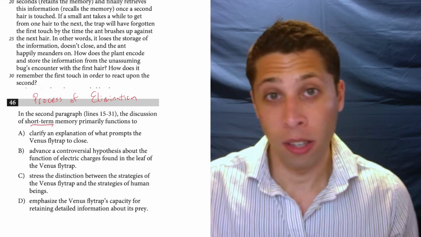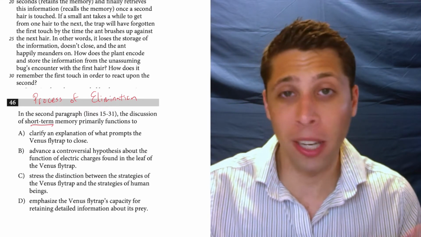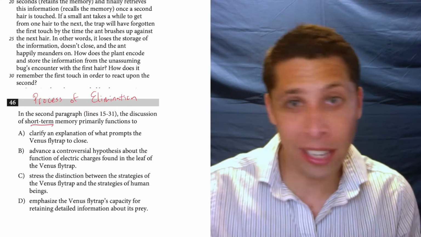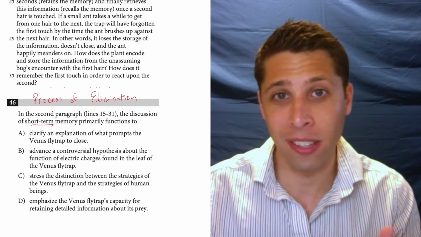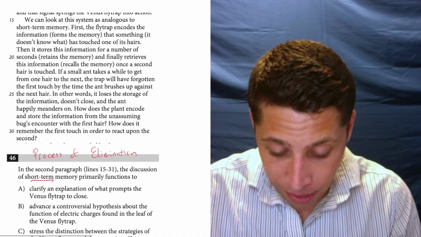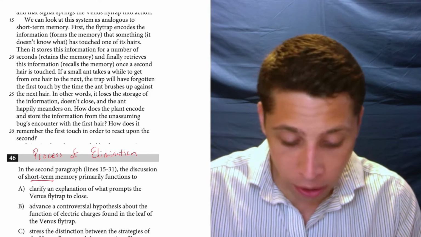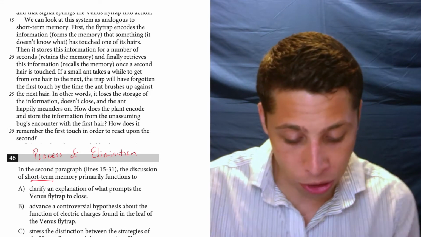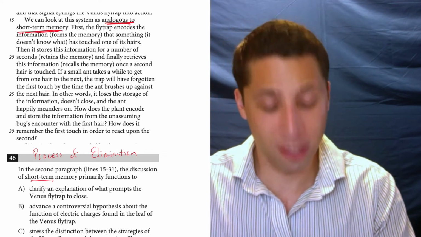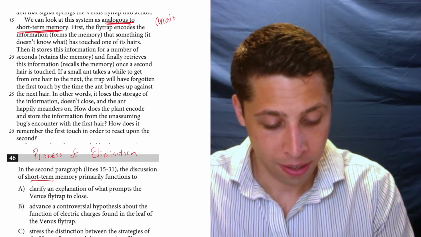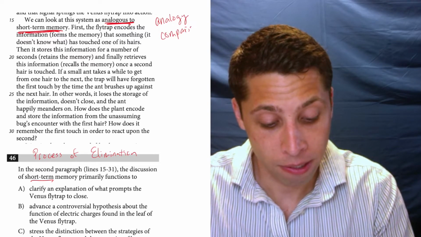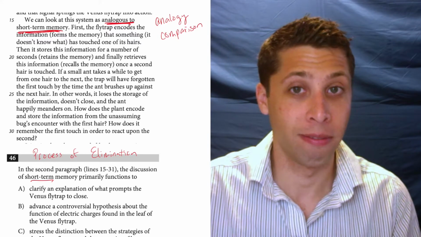So, okay, do they talk about short-term memory? What are they kind of saying? Keep it simple. We don't need to understand all the details. We just need to know how it functions and what they're saying. So let's go to the lines. And they start with, we can look at this system as analogous to short-term memory. Oh, okay. It's an analogy, or a comparison. You're making a comparison.